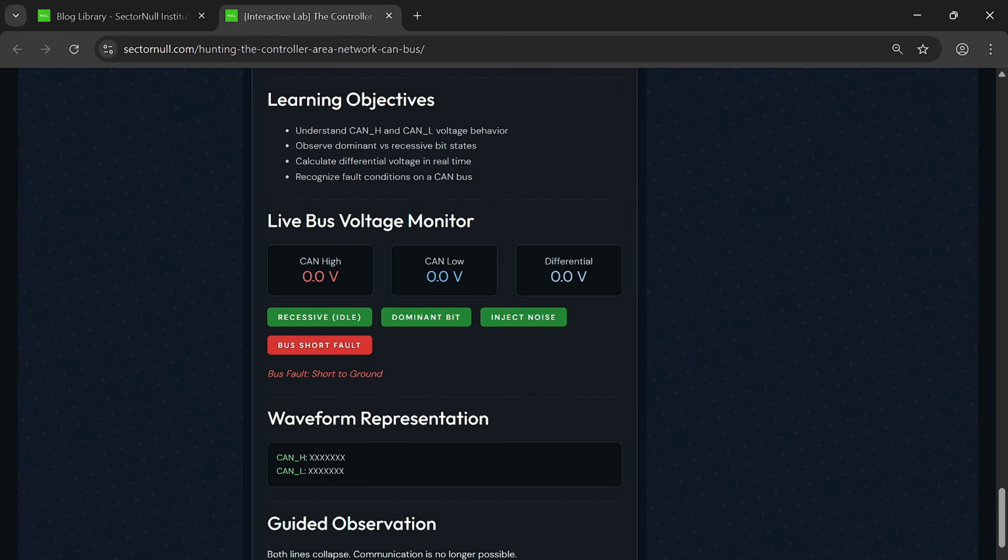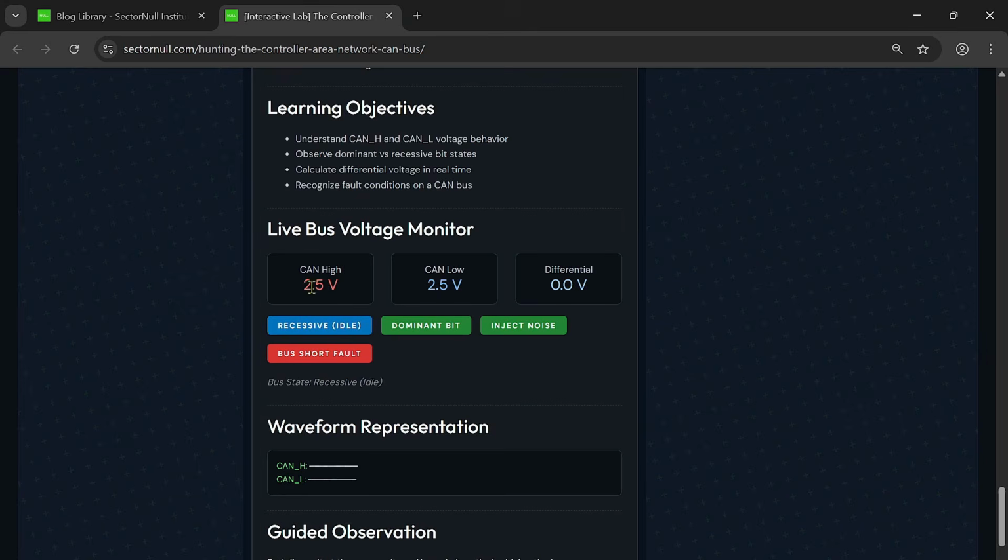And when diagnosing a suspected CAN short to ground, disconnect nodes one at a time while monitoring voltage recovery. The moment the CAN high and CAN low rise back toward 2.5 volts, you have isolated the faulty ECU or wiring segment. This technique actually works faster than scanning the fault code and does not rely on any engine control unit being operational. So that is how you diagnose a faulty or shorted controller area network.